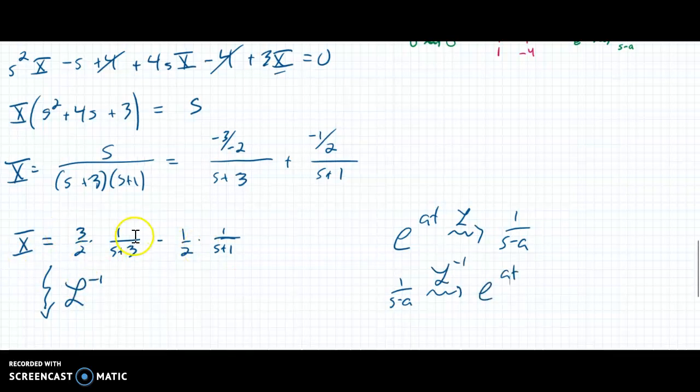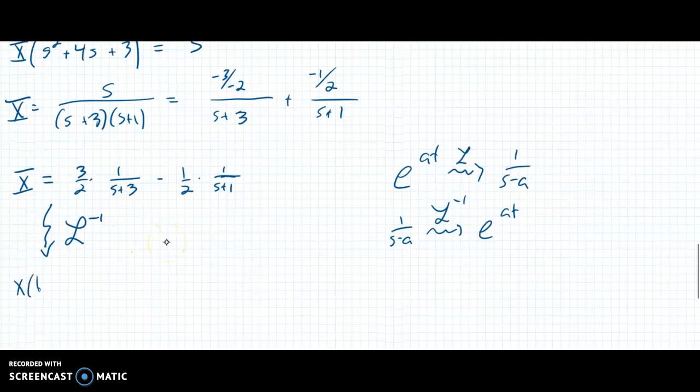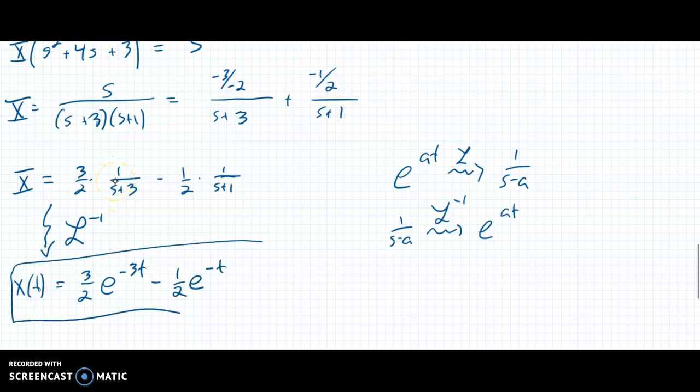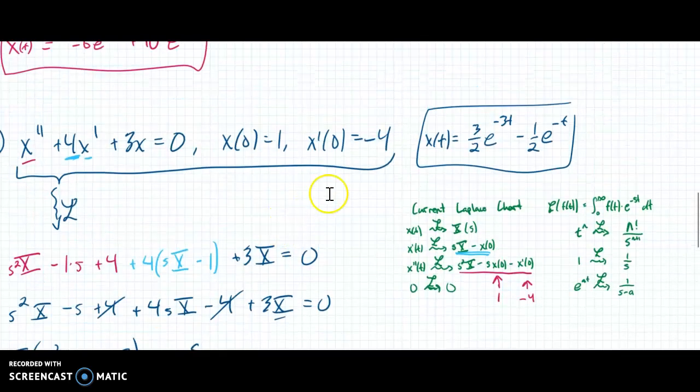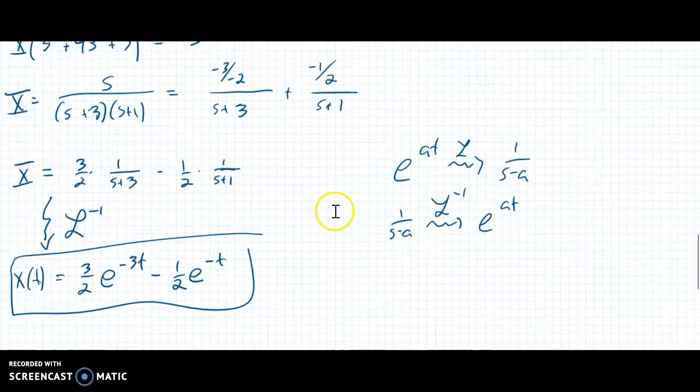So when I inverse Laplace this stuff, I do get my x of t, that's my little x. And on the right side, I get equals 3 over 2, and then e, the minus a, is a negative 3 here, so e to the negative 3t, minus 1 half, and then this gives me e to the negative t. And that is my answer. And let's just make sure it matches what I wrote up there. It looks like it does.